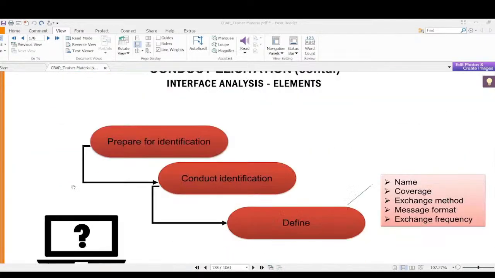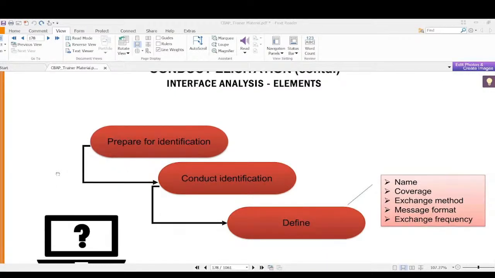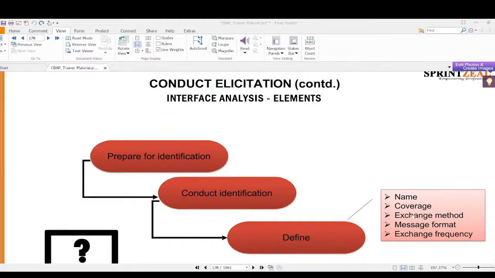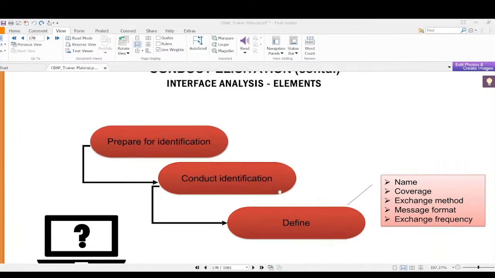Right. So there are some elements. So first you need to prepare for identification of that interface, and then you conduct that identification, and then you define that interface, right? So what you do is you come up with the name, the coverage, the exchange method, the message format, and exchange frequency for that interface. That's how we do interface analysis.